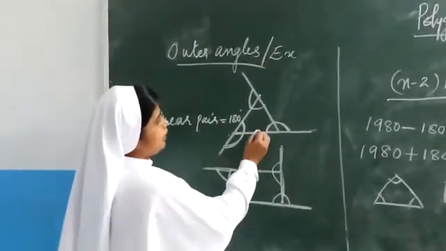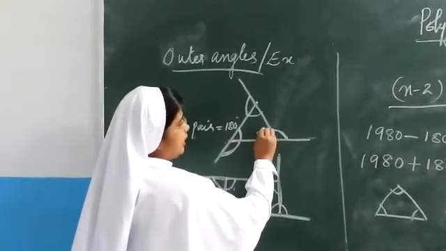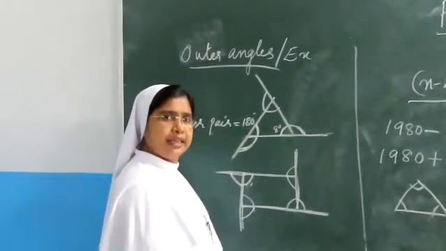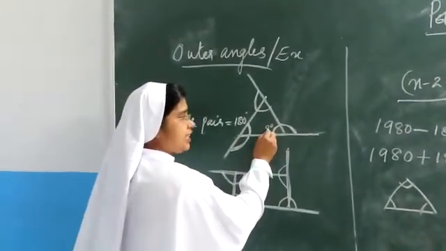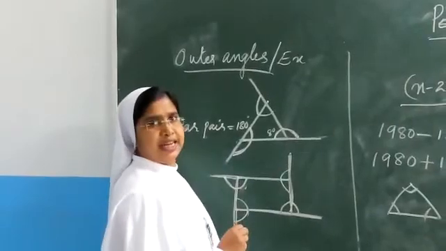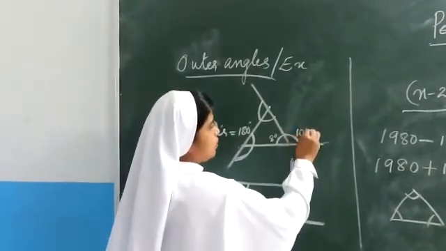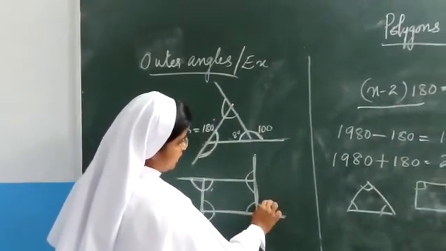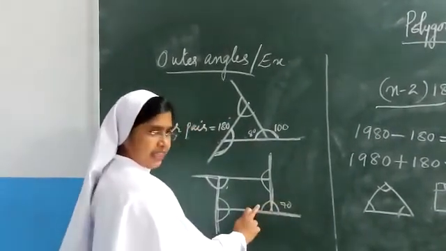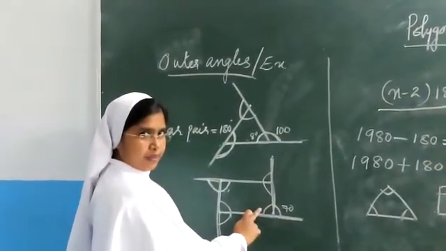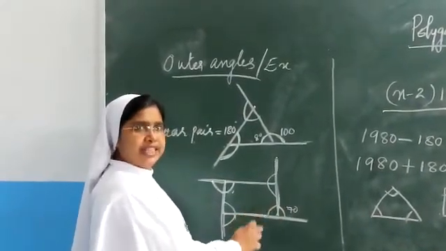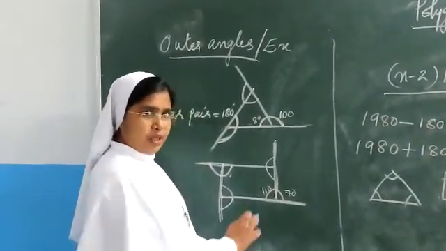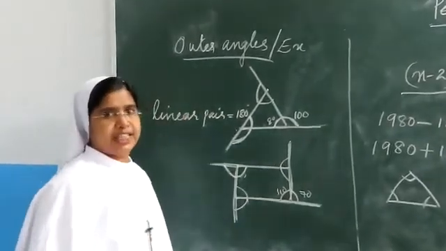Now for example, if I say here it is 80 degrees, what will be the external angle here? What is the external angle? 100. Because we know the sum is 180. Now if it is 70 here, what will be inside? If it is 70 here, what will be inside? 110. Because the total we have to get is 180.